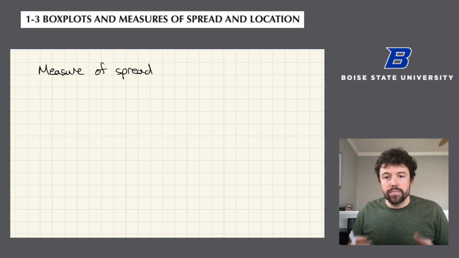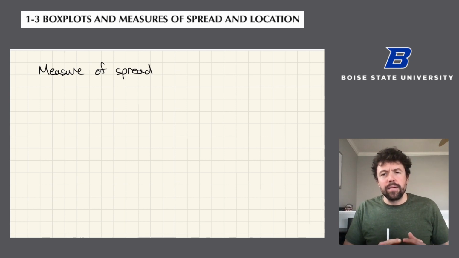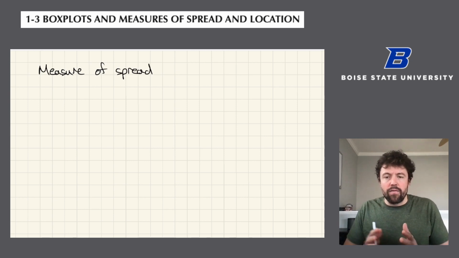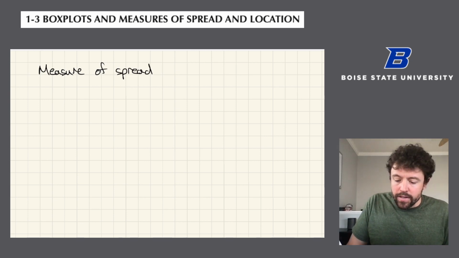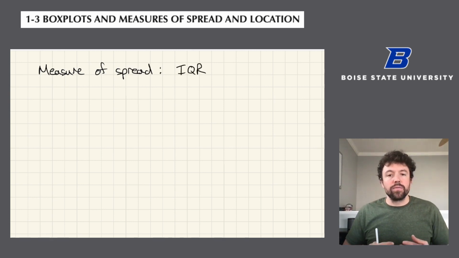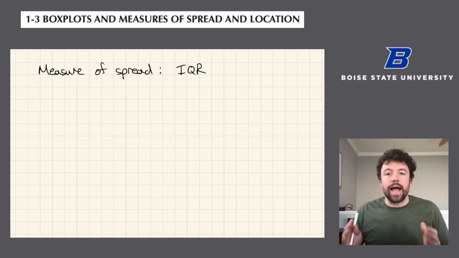A measure of spread, unlike a measure of center, which describes the middle of the data set, describes how far apart values in the data set are. Do they tend to clump together, or are they spread out a lot? A few examples of measures of spread are the interquartile range, or IQR, which describes where the middle half of the data lies, or how far apart the middle half of the data is from each other.